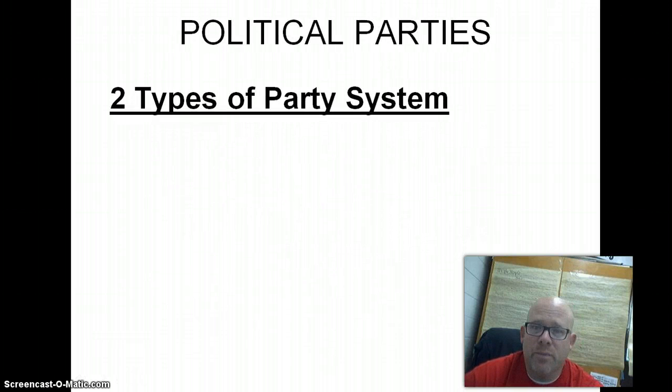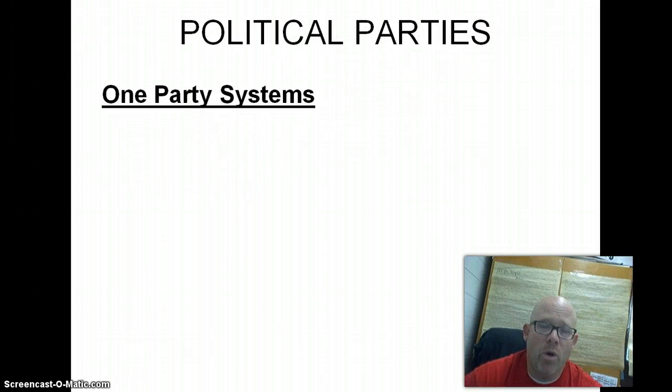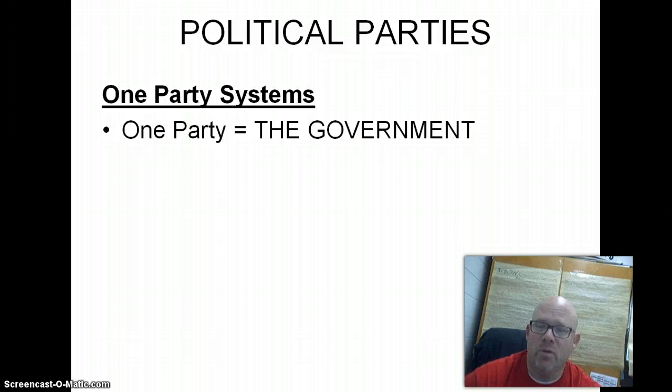When we talk about political parties, and we look at them in terms of countries, countries have two different types of party systems. They're either going to be a one-party system or a multi-party system. One-party systems are pretty much self-explanatory. It's a country that has one political or one dominant political party.